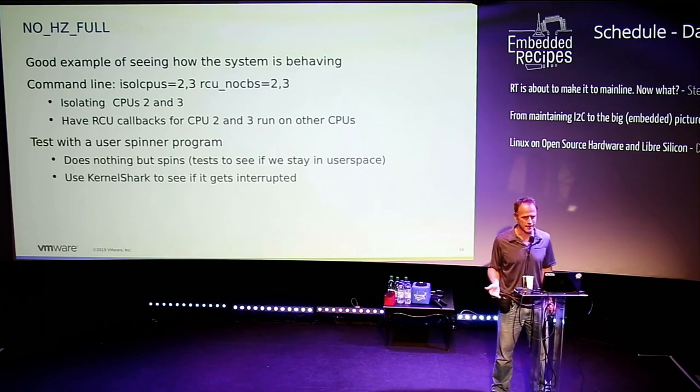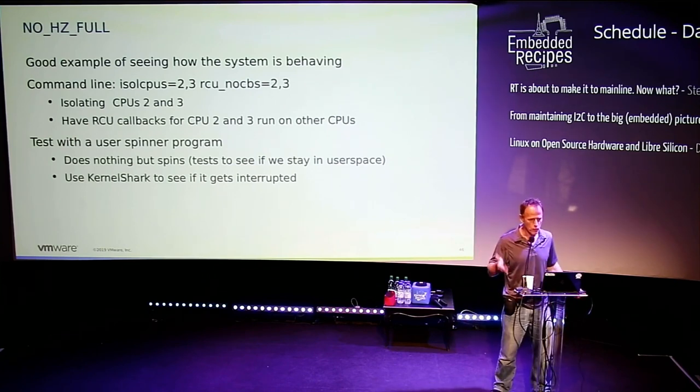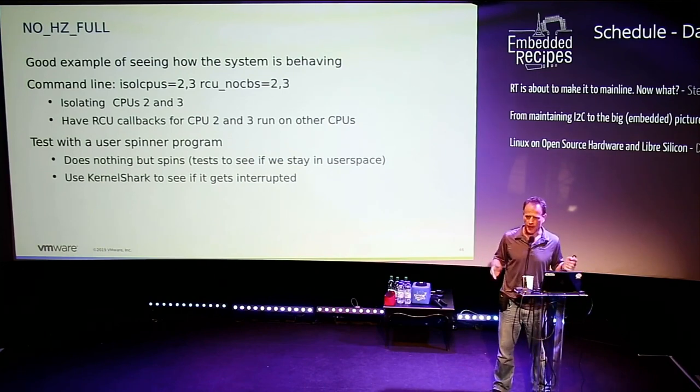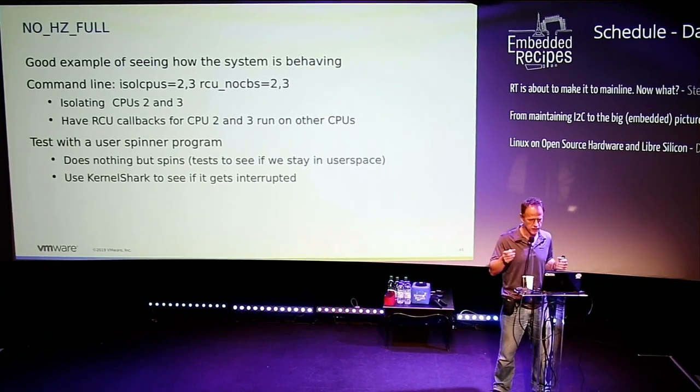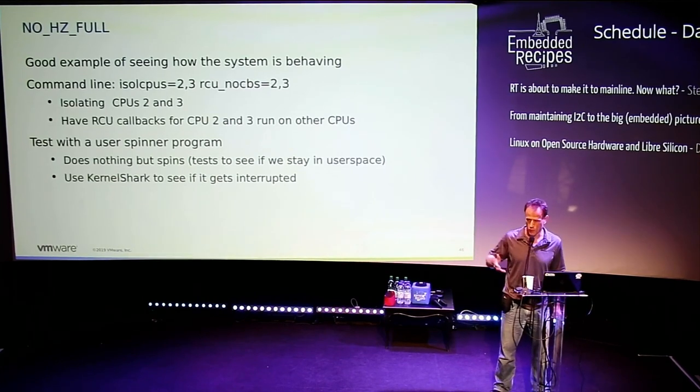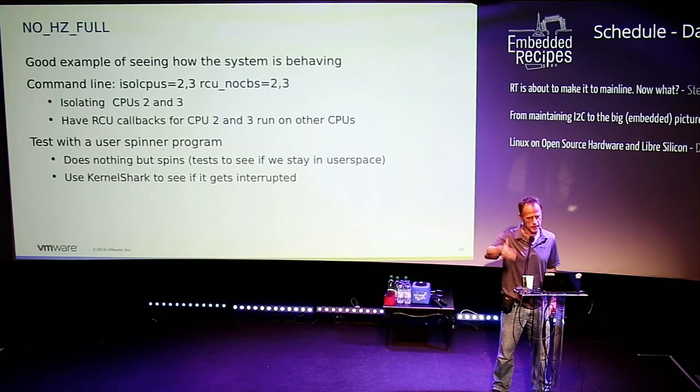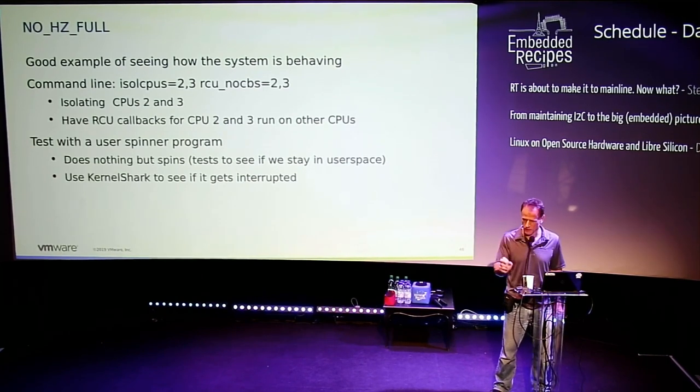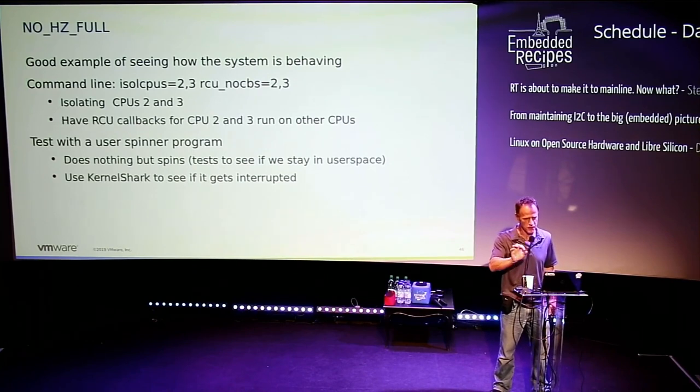What nohz is: normal Linux, way back before nohz, has a hertz value, HZ. It usually defaults to 100, which means 100 hertz, so every 100 times a second a tick goes off, and that tick is considered a jiffy. For some people who want higher precision, you raise the tick rate. It's a config option. You say 1,000 hertz, and now 1,000 times a second, every millisecond, you get a tick.